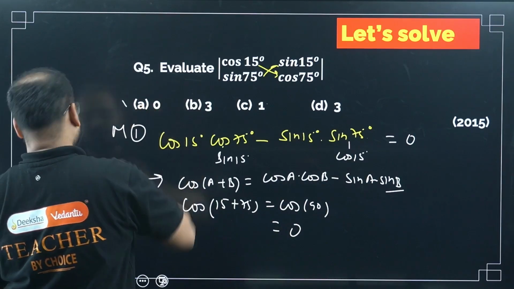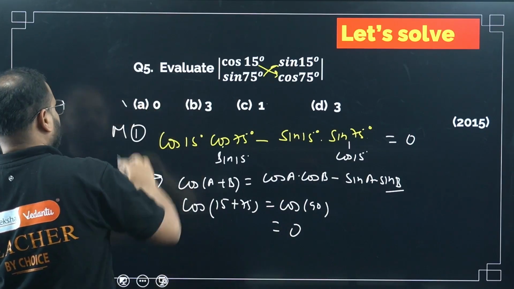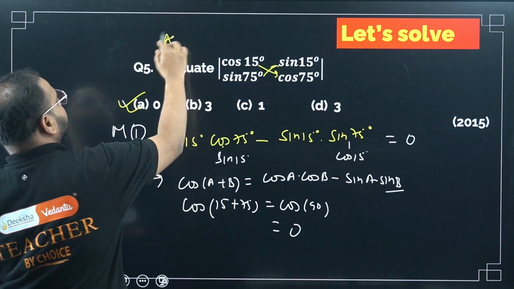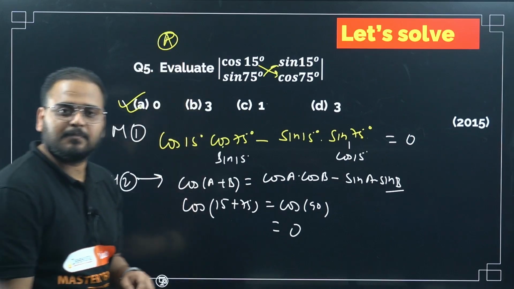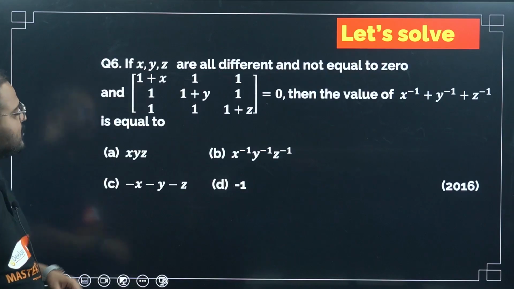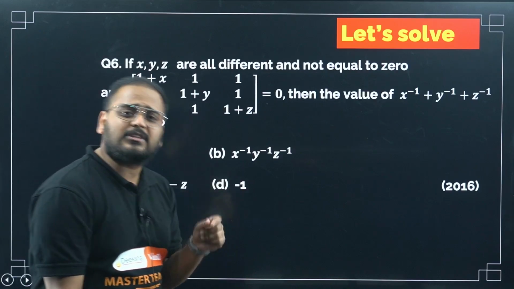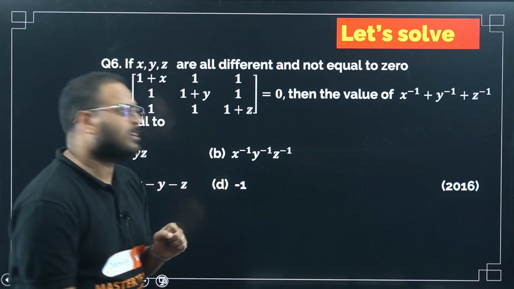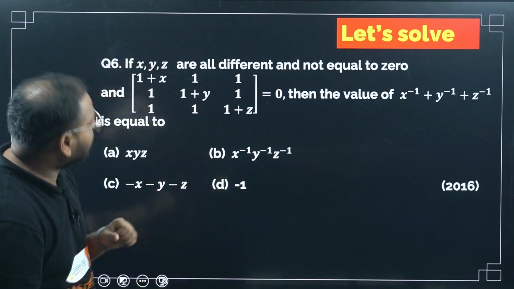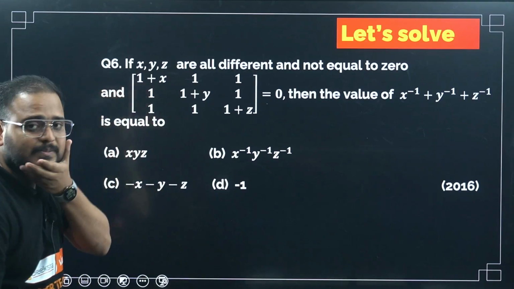Your choice, option is, answer will not change. Answer is A. Simple question, simple problem. You must have enjoyed looking at this question. I know everyone who has attempted the paper would have got this question right. Very, very simple. Okay. Now, moving on to our sixth problem.